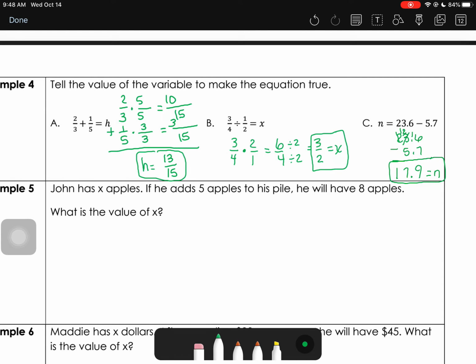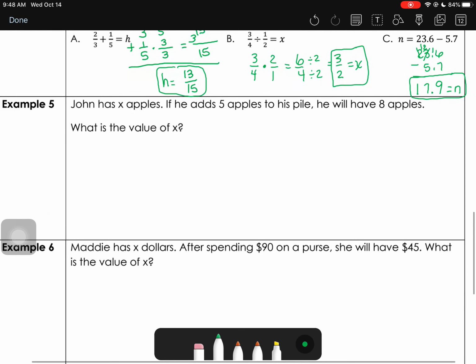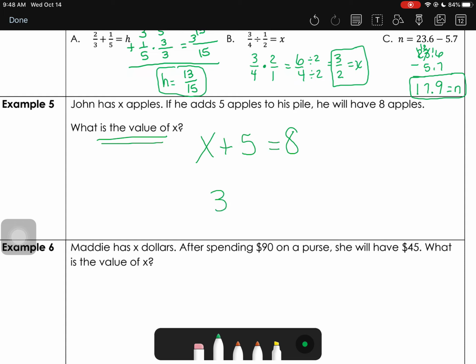So let's take a look at a couple of word examples. John has X apples. If he adds 5 apples to his pile, he's going to have 8 apples. What did he start with? What's his value of X? Well, 3 plus 5 is equal to 8. So X is equal to 3.